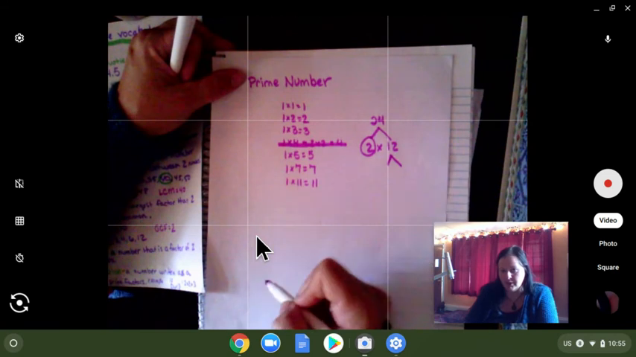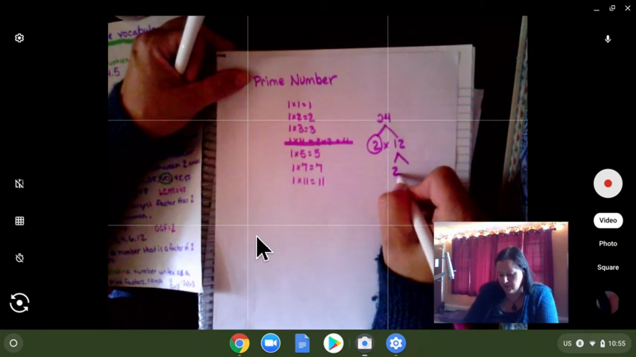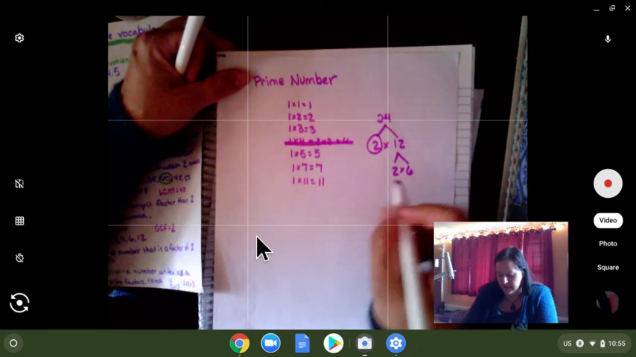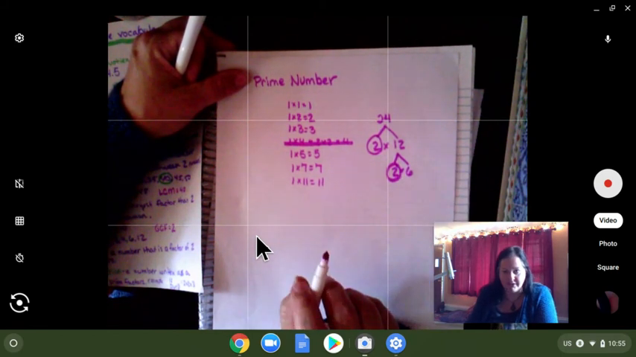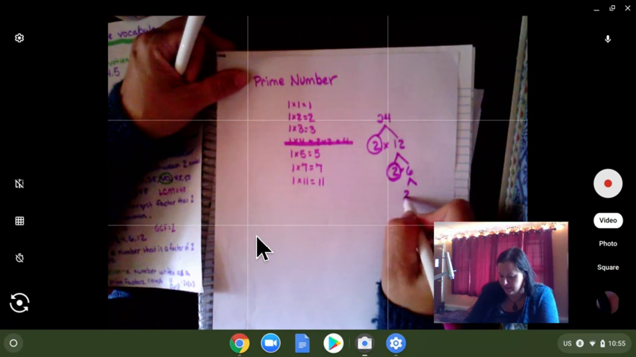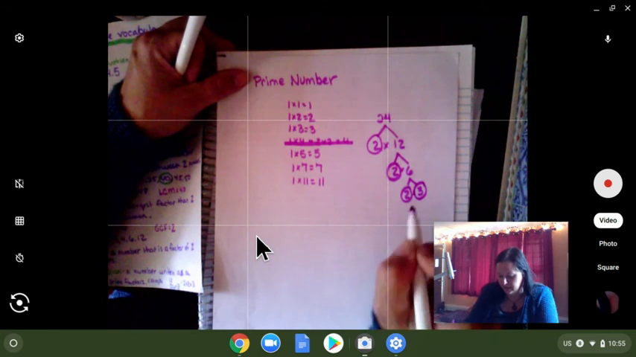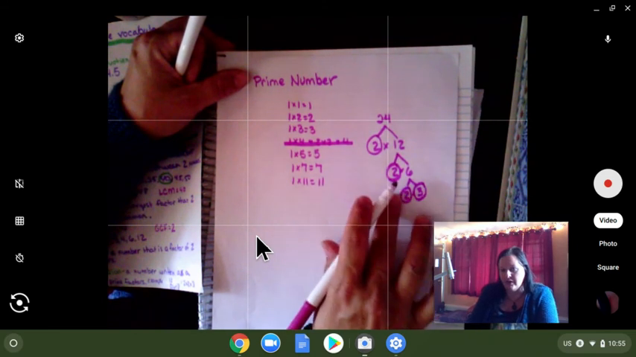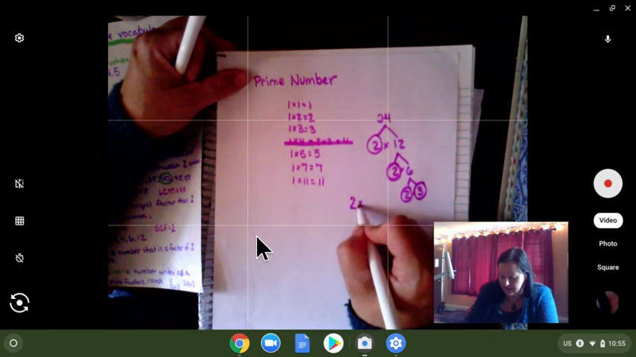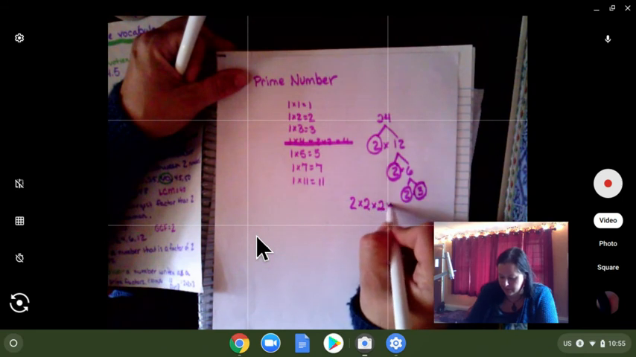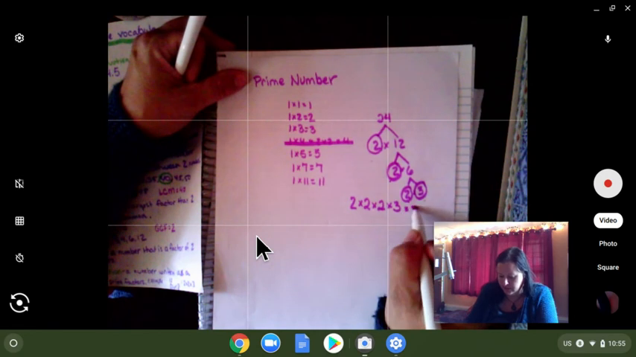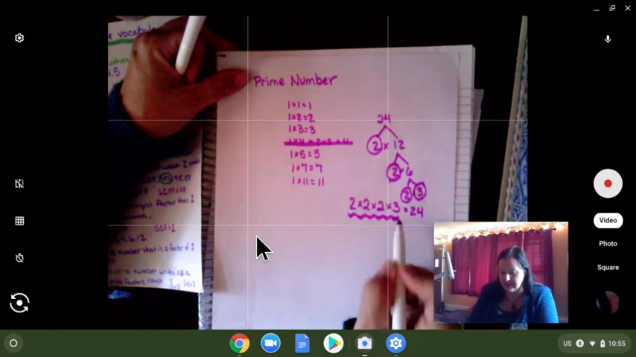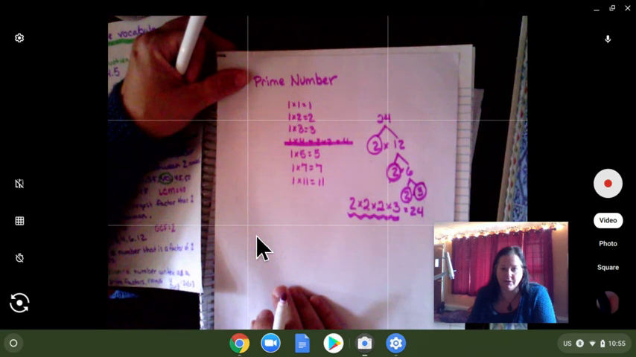12 has another multiplication fact that will make it. We have 2 times 6. And I see that 2 is a prime factor, so I go ahead and circle the 2. That's another prime factor of 24. And I look at the 6 and I think, oh, 3 times 2 is 6. 2 is a prime factor, and 3 is a prime factor. So I take all these prime factors and I put them into a multiplication problem. 2 times 2 times 2 times 3, that will give me 24. So this is the prime factorization for the number 24.